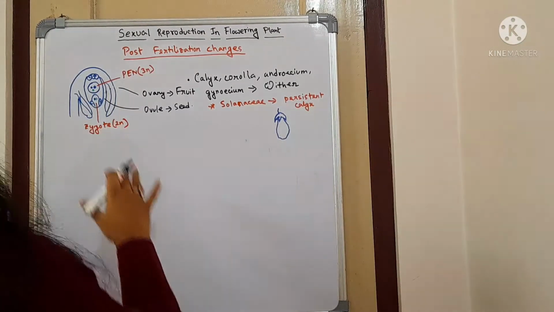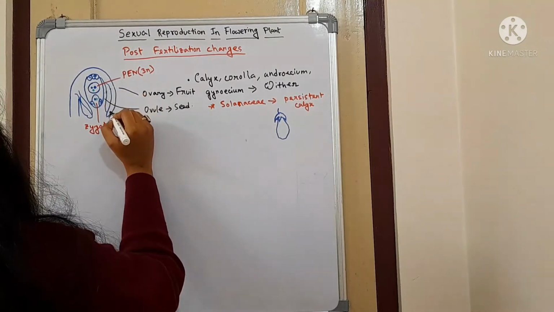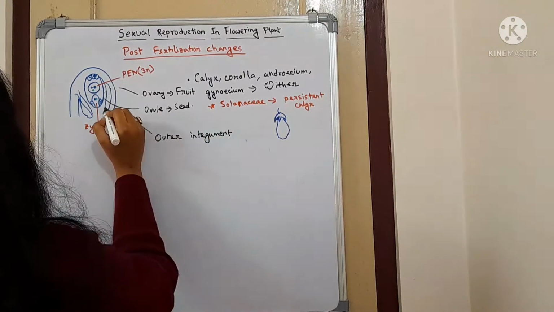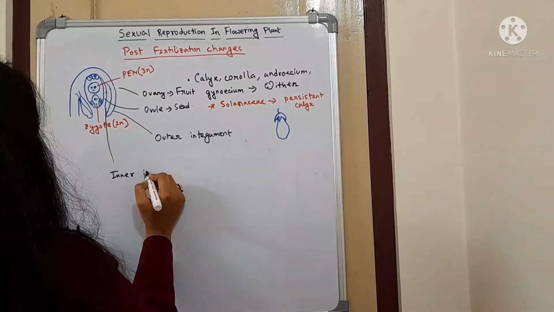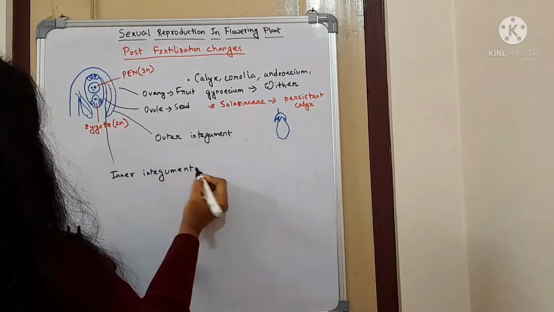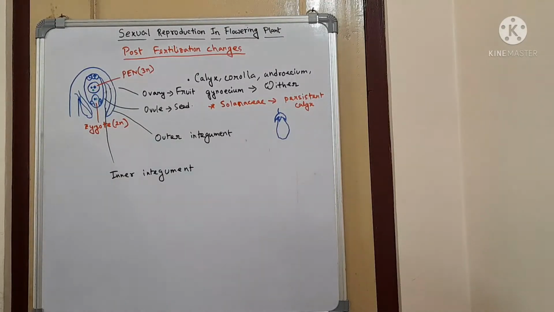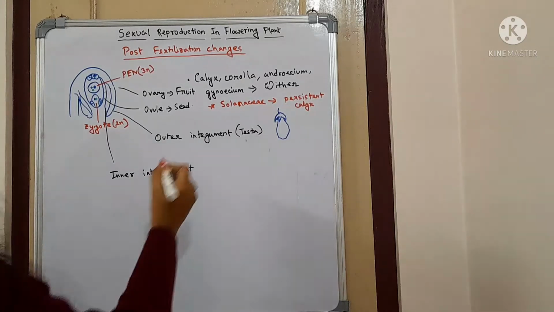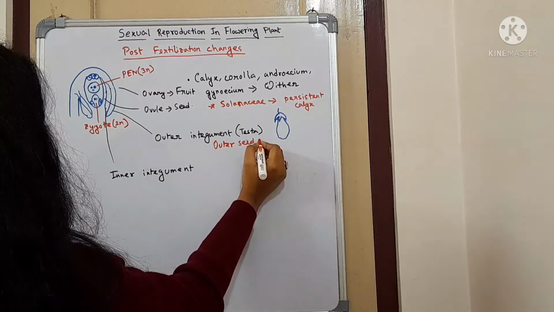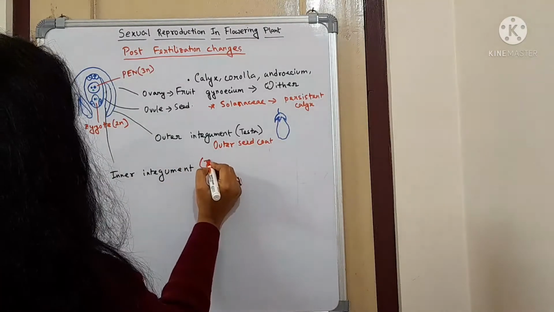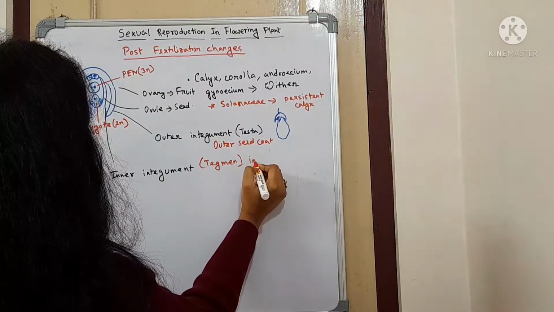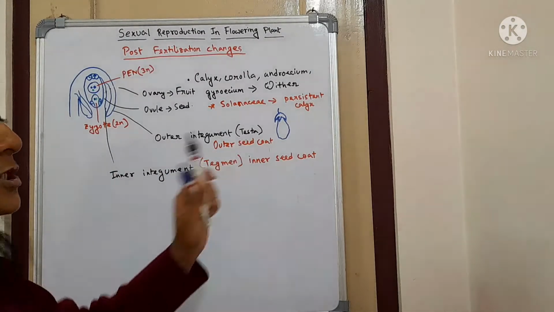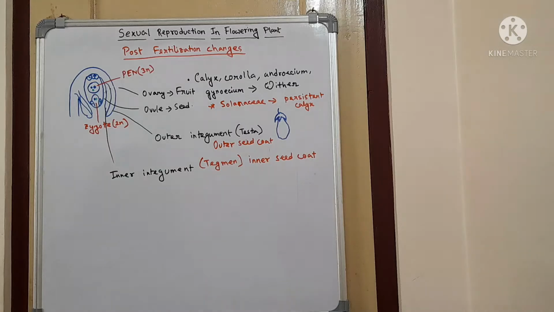Now what will happen to the rest of the portion of this part? This is the outer integument, and this is the inner integument. So the outer integument will become the testa, that is the outer seed coat. Testa is the outer seed coat. And the inner integument will become the tegmen, that is the inner seed coat. Outer integument will convert into the testa, which is the outer seed coat, and inner integument will be converted into the tegmen, which is the inner seed coat.